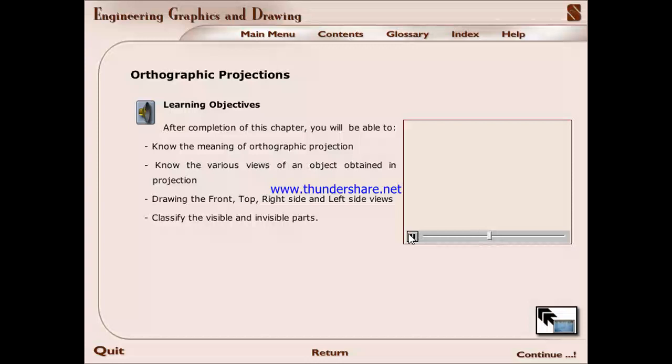To have a complete representation of such a three-dimensional object in the drawing, the object is viewed from different directions. These are typically the front view, the top view, the left side view, and the right side view. And these views are called the orthographic views of an object.